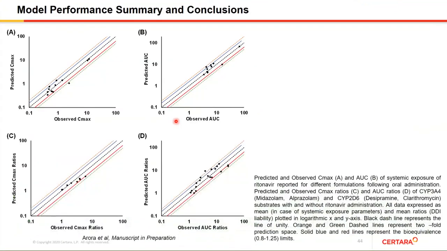And this is just to show you, this is my second last slide. The blue and the red lines are the bioequivalence limits, so 0.8 to 1.25, and the orange and the green are the twofold limits. A and B are the predicted Cmax and AUC, so the exposure. Most of our exposures were actually within the bioequivalence limit, so it was an even more stringent criterion than the twofold. And even for the DDIs, our predicted Cmax and AUCs for most of the studies were within the bioequivalence limit. So this was quite encouraging.